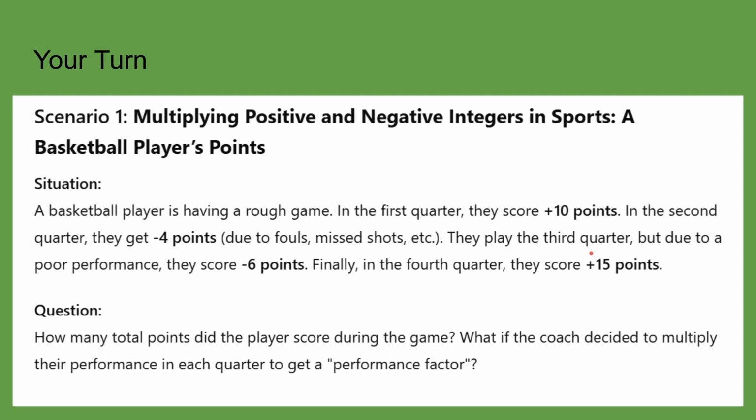They play the third quarter, but due to a poor performance, they score negative 6 points. Finally, in the fourth quarter, they score positive 15 points. Now, the question that you need to answer, my friends, is how many total points did the player score during the game? What if the coach decided to multiply their performance in each quarter to get a performance factor? So you have to answer that.